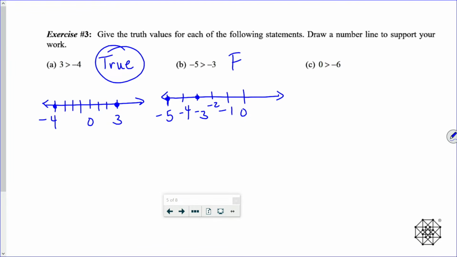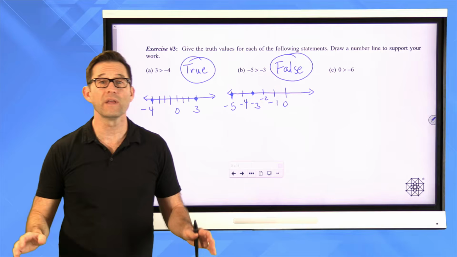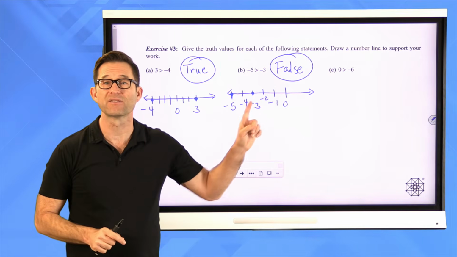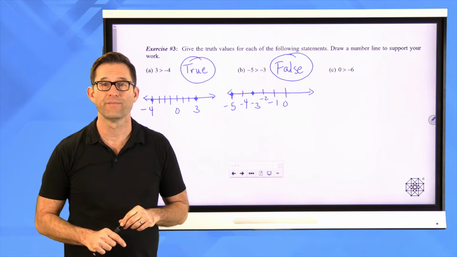This is false because negative 3 lies to the right of negative 5. Negative 3 is the larger number. It lies to the right of negative 5.